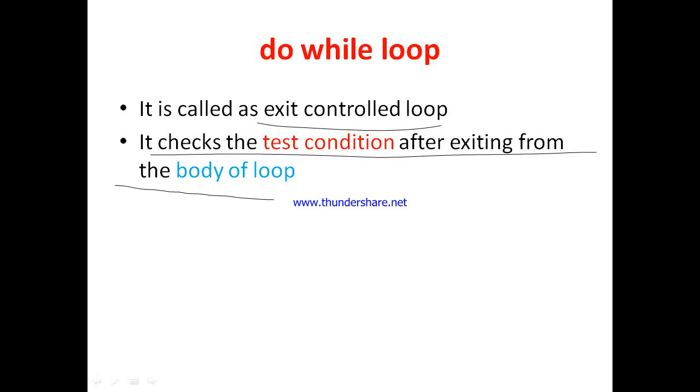Now in the while loop, the test condition is checked, and if it is true, then the body of the loop is executed. But here at the entry point, first of all the body of the loop is executed and then the test condition is checked. Okay, the difference is here: first the body of the loop, then the test condition. So that it is called an exit control loop.